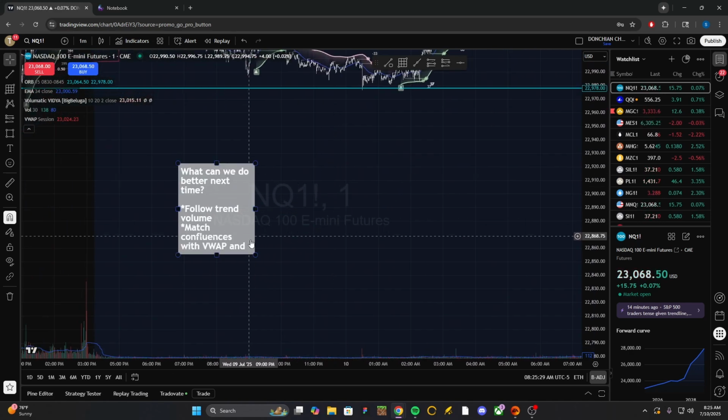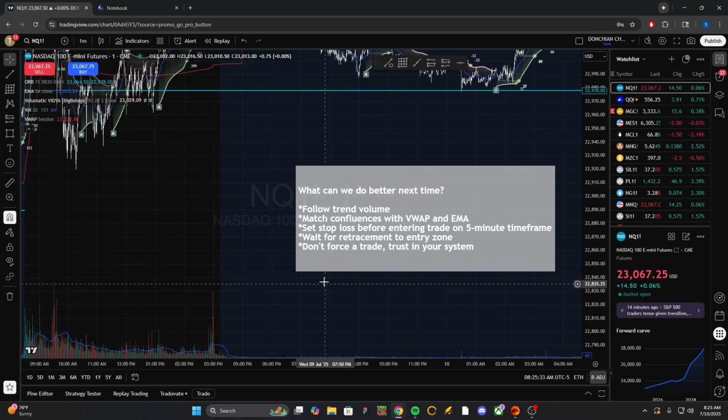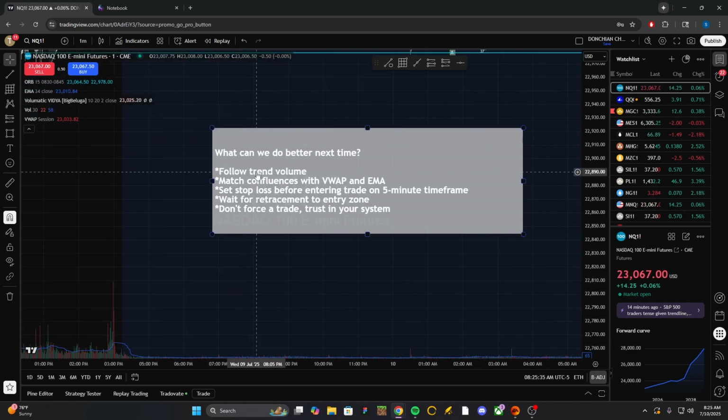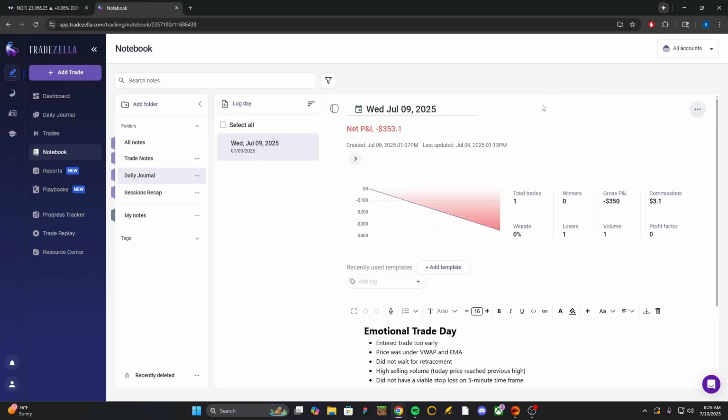So got this little thing here. I can look over where we messed up yesterday. Go follow trend volume, or I could just show you the notebook actually. Alright, so with our notebook, that's how much we're losing. We're on 2 accounts.